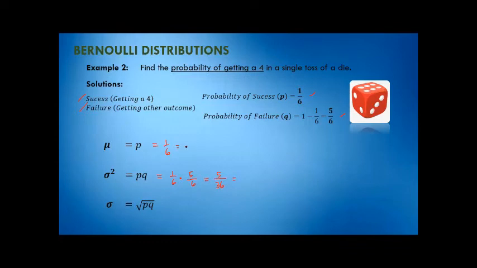Now, i-compute natin as decimal. The decimal of 1/6 is 0.17. And then, the decimal of 5/36 is 0.1389. And then, the standard deviation is the square root of the variance, which is 0.1389. The square root of that is 0.3727 or 0.37.